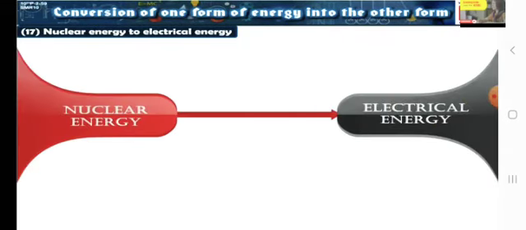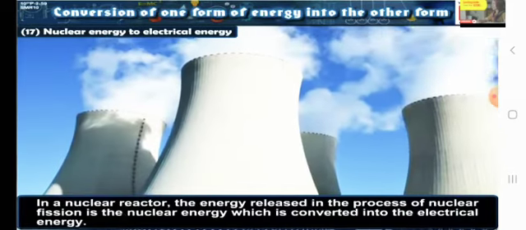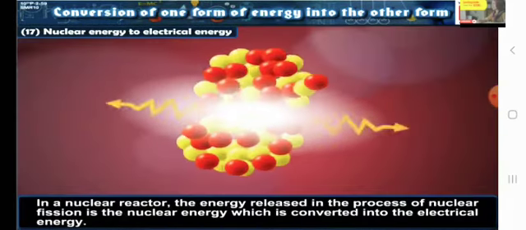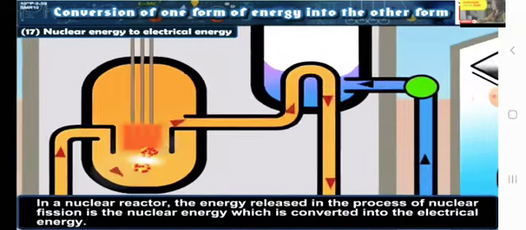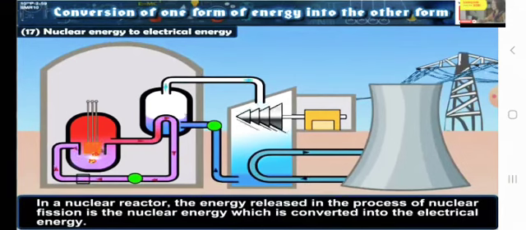17. Nuclear energy to electrical energy. In a nuclear reactor, the energy released in the process of nuclear fission is the nuclear energy which is converted into the electrical energy.